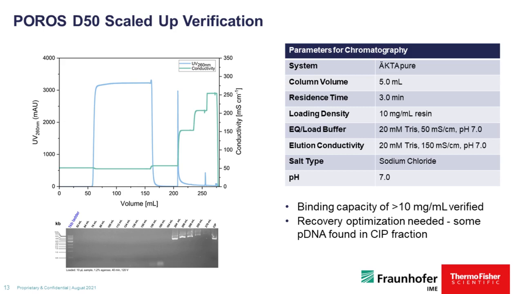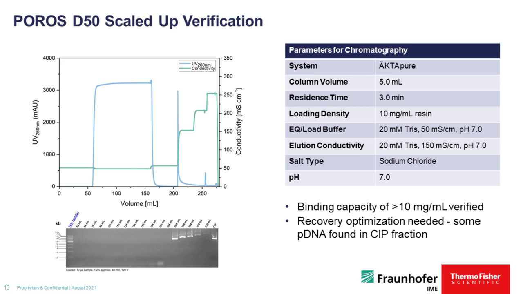This scaled up verification was done on a 5 ml column at pH 7 with a 10 mg per ml loading density. The left shows the chromatography results for the trace, and the bottom underneath that trace shows the gels of the corresponding fractions. These results confirm a binding capacity of greater than 10 mg per ml, and this agrees with what was observed in the DOE.